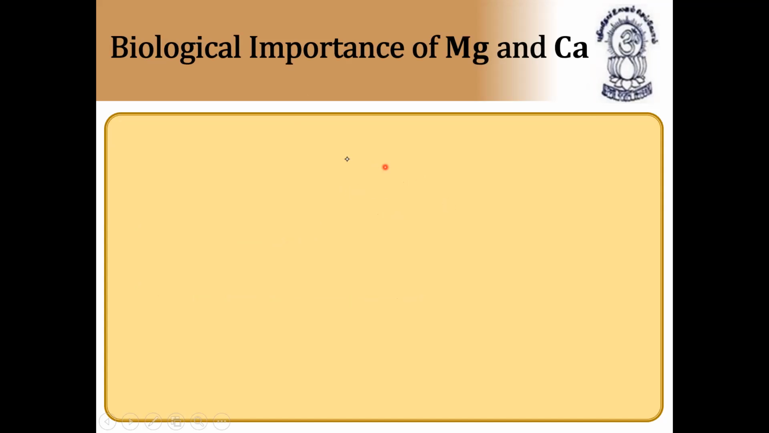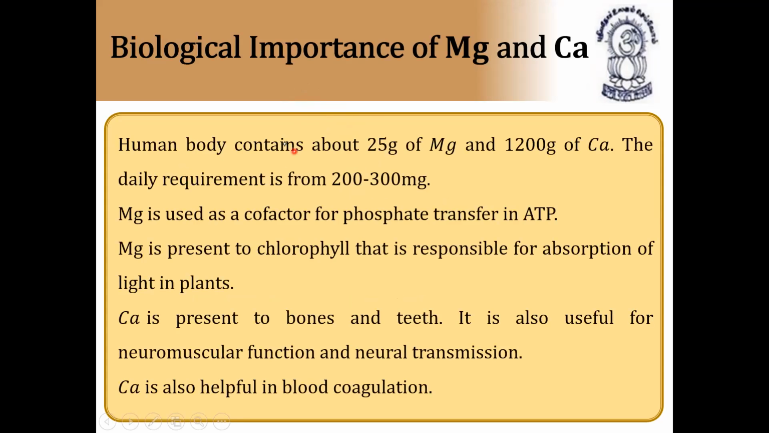Next, we have the biological importance of magnesium and calcium. The human body contains about 25 grams of magnesium and 1200 grams of calcium, calcium in the form of bones. Very important. These two are vital for our human body. The daily requirement is 200 to 300 milligrams of both. Magnesium is used as a cofactor for phosphate transfer in ATP, adenosine triphosphate. This is so that students can better understand.